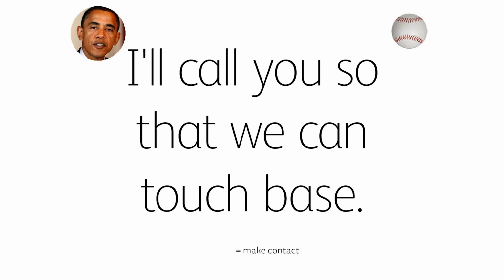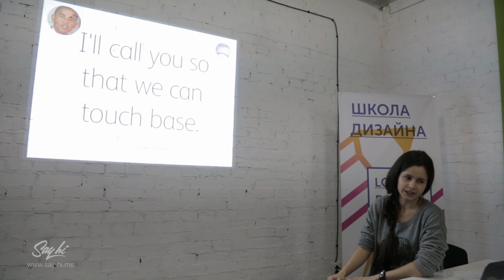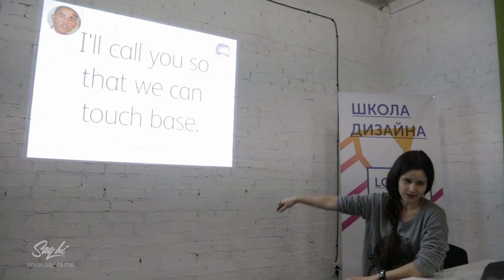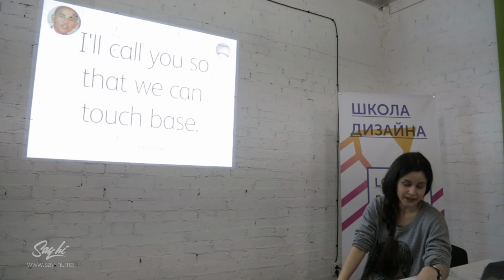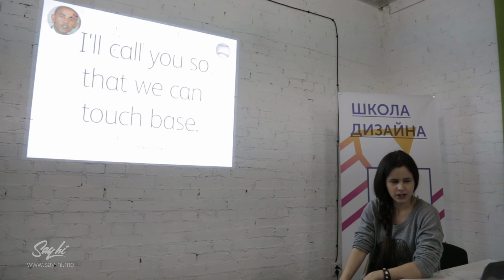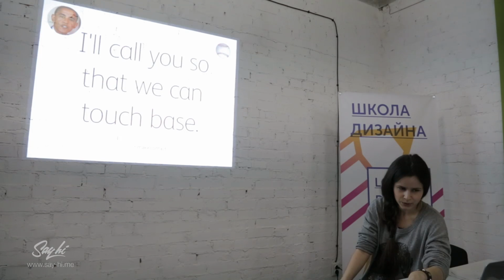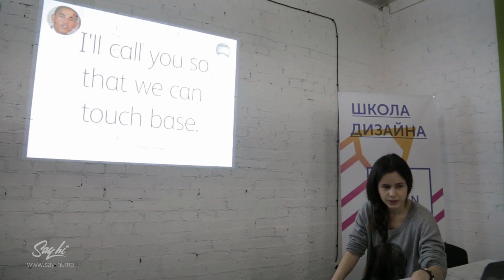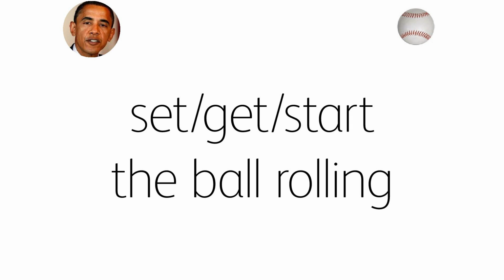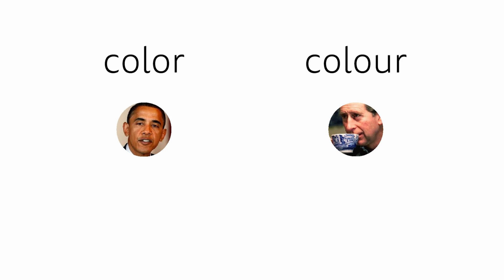So baseball terms. These baseball things are American, and British people always make fun of Americans, and British people don't use this stuff. I'll call you so that we can touch base. Touch base is like the very first contact that someone makes with you when they call you and you say hi and talk about what you're going to work on. Set the ball rolling, get the ball rolling, start the ball rolling. It means let's start, let's go, let's do this.